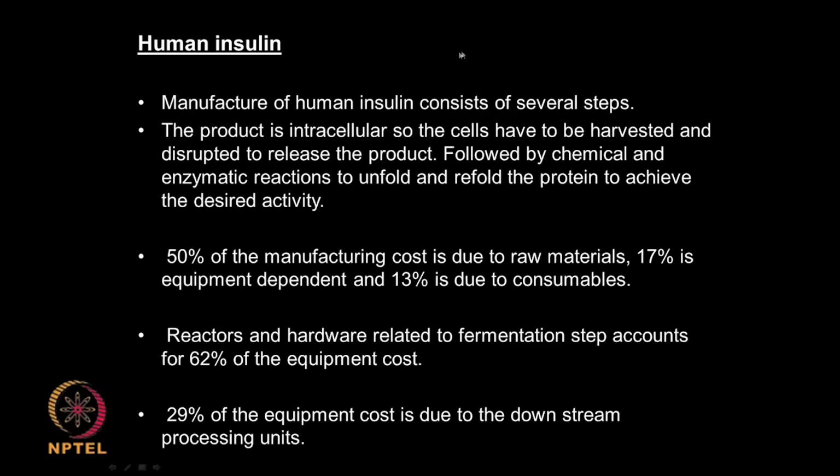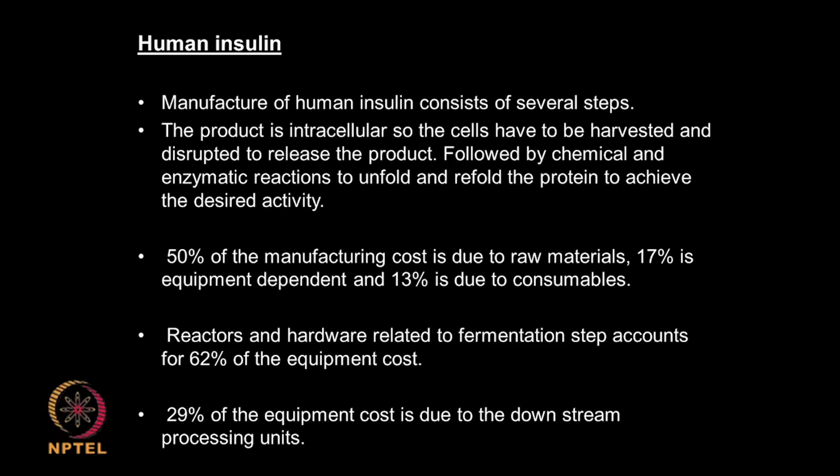Let us look at another important product, that is human insulin. Okay, human insulin is produced through various steps. The product is intracellular, so that means I have to harvest the cells, I have to break the cells using some enzymatic approach, then I need to unfold and refold again, so that the insulin regains its activity.